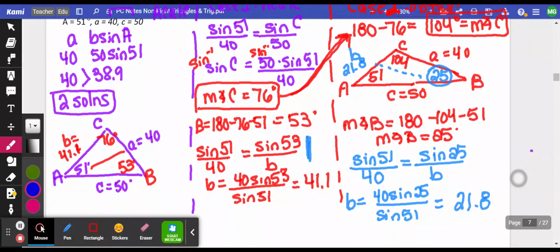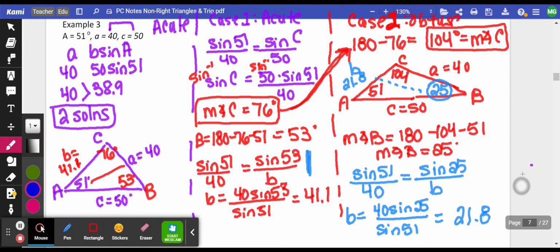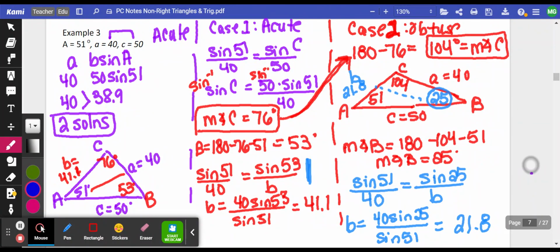So that was a lot to take in. I want you to think about that. I want you to memorize that chart. Super important. Otherwise, you're not going to know when to test for one or two triangles, or when you don't have a triangle and you just say no solution.